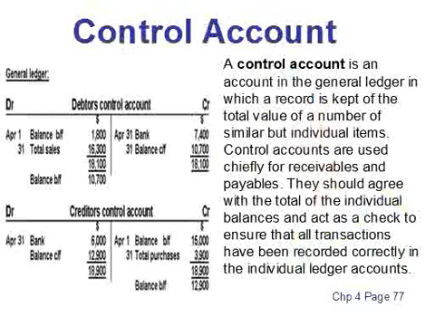Control account. A control account is an account in the general ledger in which a record is kept of the total value of a number of similar but individual items. Control accounts are used chiefly for receivables and payables. They should agree with the total of the individual balances and act as a check to ensure that all transactions have been recorded correctly in the individual ledger accounts.